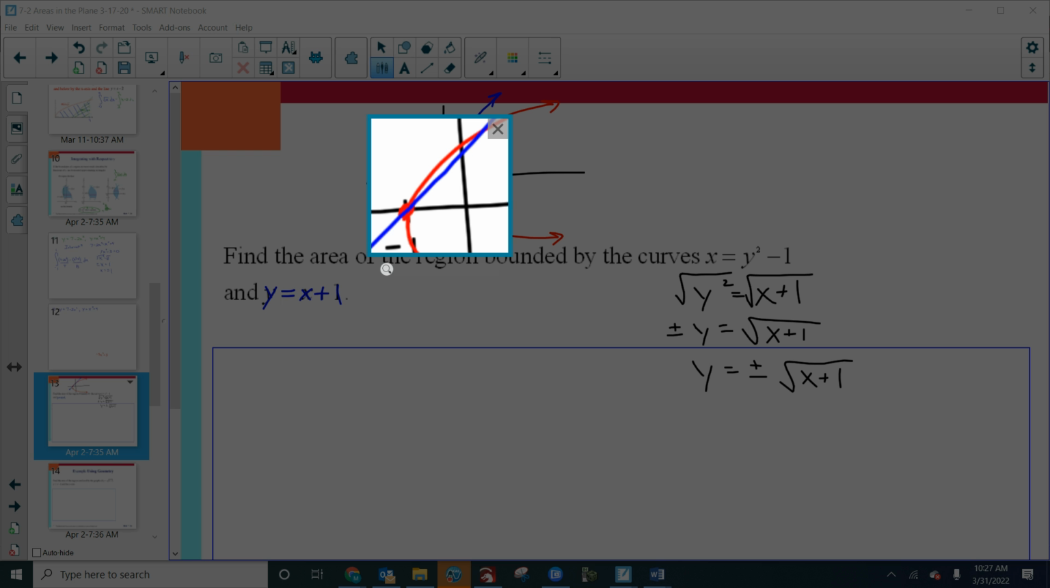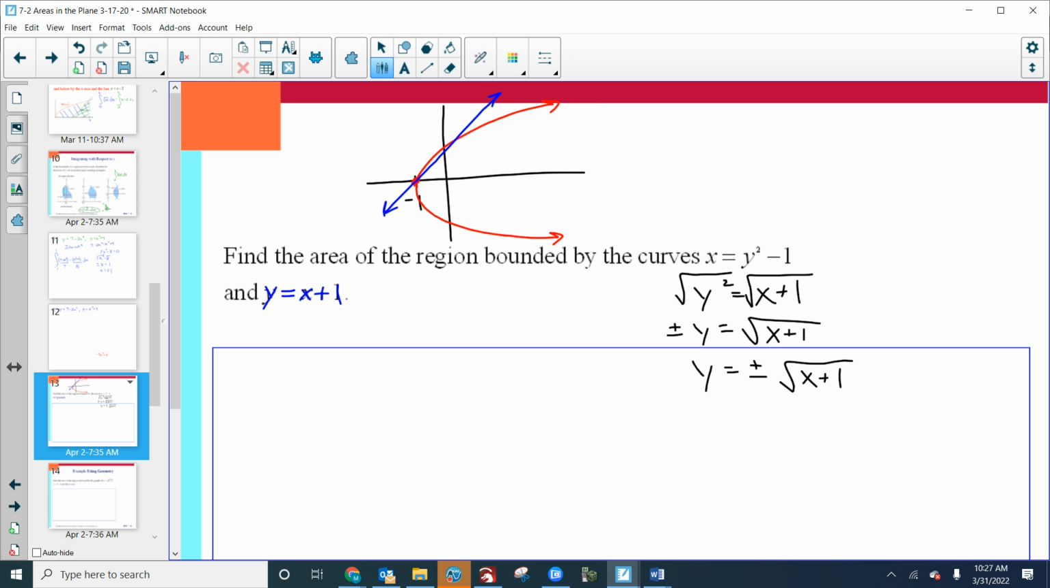Enhance. All right. Top, bottom, top, bottom, top, bottom. Good? But what if it crosses there?